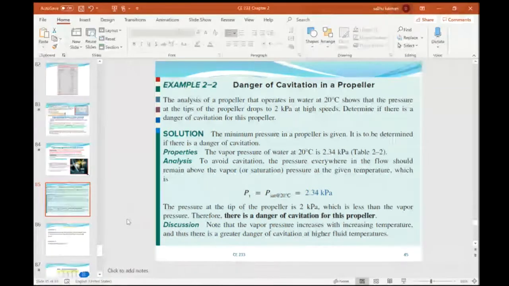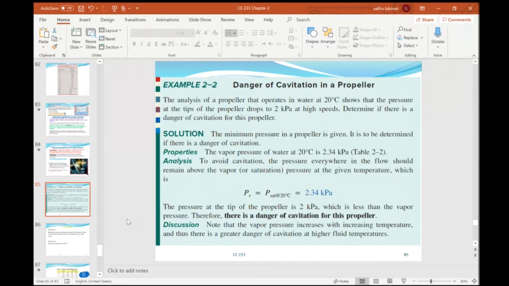At least the pressure everywhere should be minimum 2.34 and above. Once it falls below that, then there will be cavitation, okay? So pressure at the tip of the propeller is 2 kilopascal, which is the vapor pressure. Therefore, there is danger of cavitation for this propeller, okay?